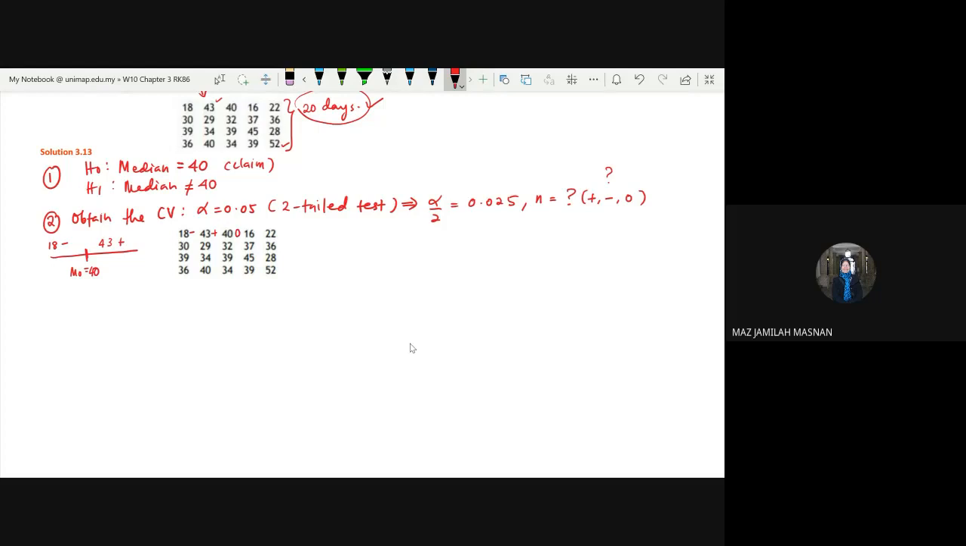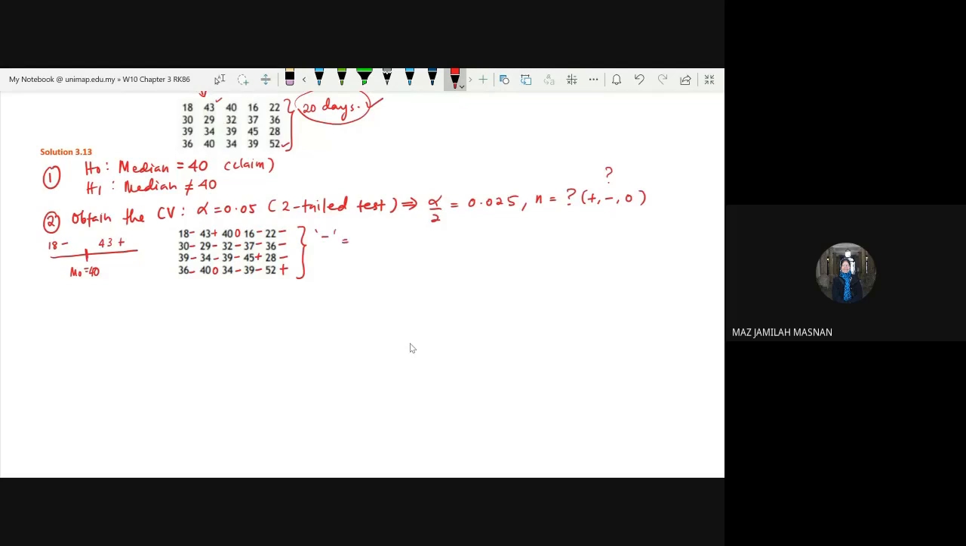16 is negative. 22 negative. 30 negative. 29 negative. 32 negative. Negative. Negative. Negative. Negative. Negative. Positive. Negative. Negative. 0. Negative. Negative. Positive. So from this, calculate the number of negative signs.